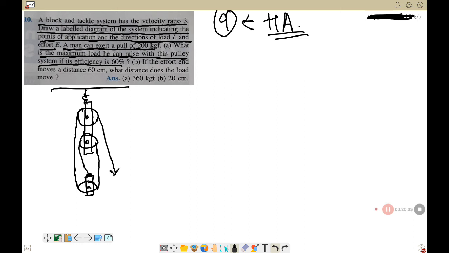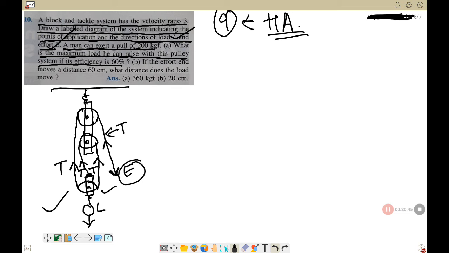Understand? Now the question is telling me to label the diagram of the system indicating the point of application and direction of the load and effort. So here will be my load, which will be in the downward direction. Here will be my effort, which will be in the downward direction. The tackle will have three segments supporting the lower block, and the tensional force acting on each segment will be T in the upward direction. This effort will also be balanced by the tensional force on this segment of the string, acting in the upward direction, and the value will be T. So this will be the figure for this question number 10.